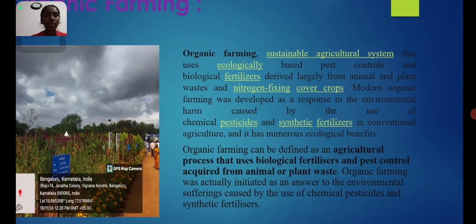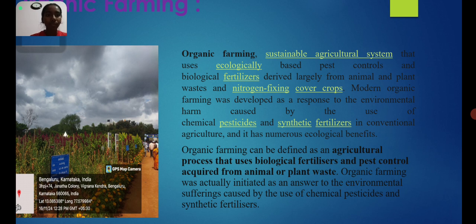Organic farming is a sustainable agricultural system that uses ecologically based pest controls and biological fertilizers derived largely from animal and plant waste and nitrogen-fixing cover crops. Modern organic farming was developed as a response to the environmental harm caused by the use of chemical pesticides and synthetic fertilizers in conventional agriculture, and it has numerous ecological benefits.